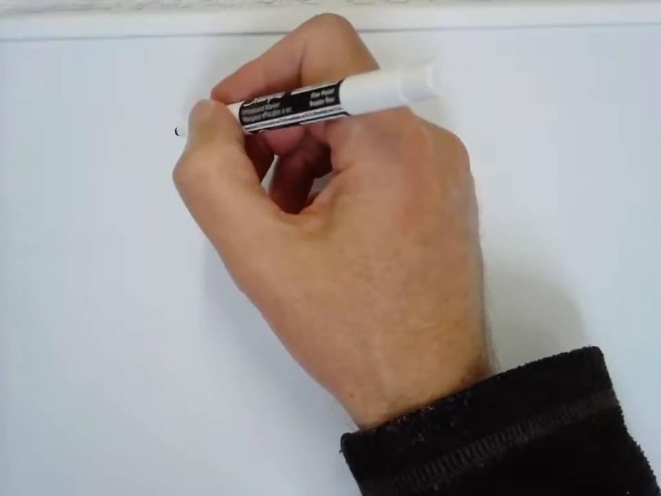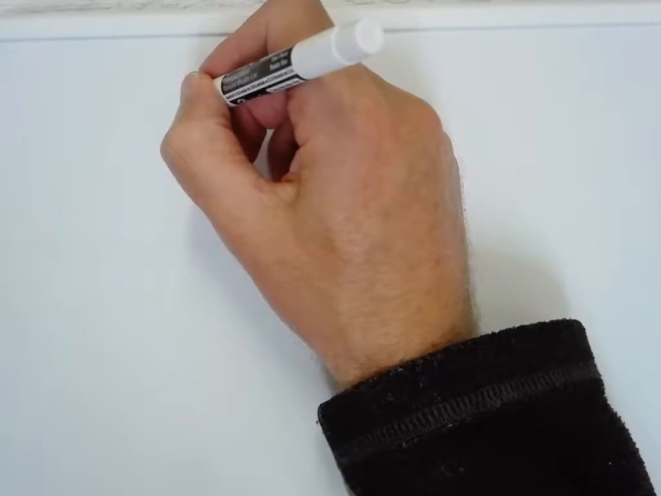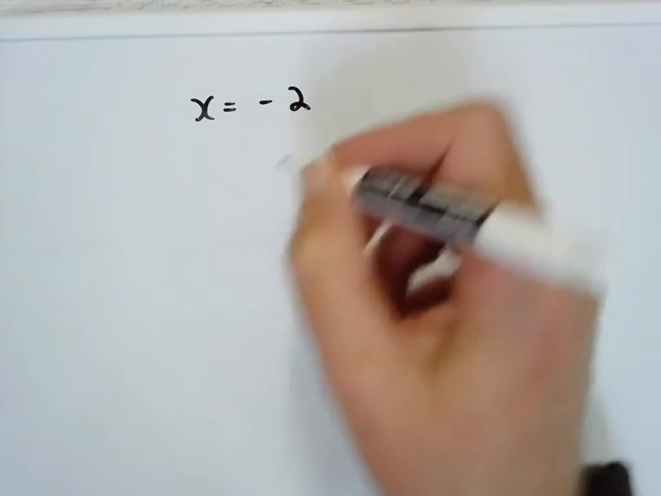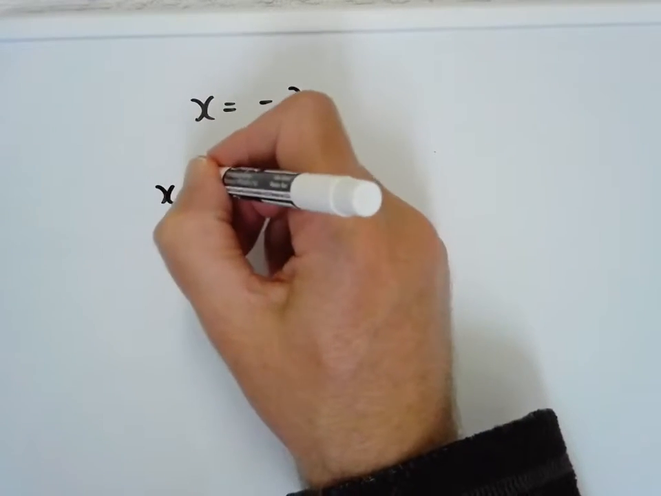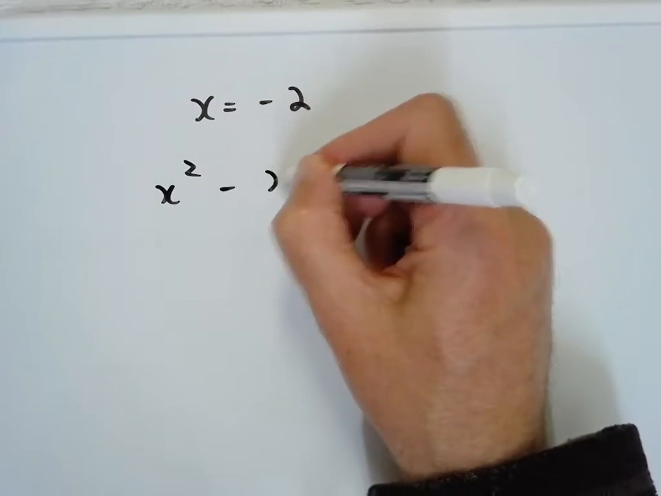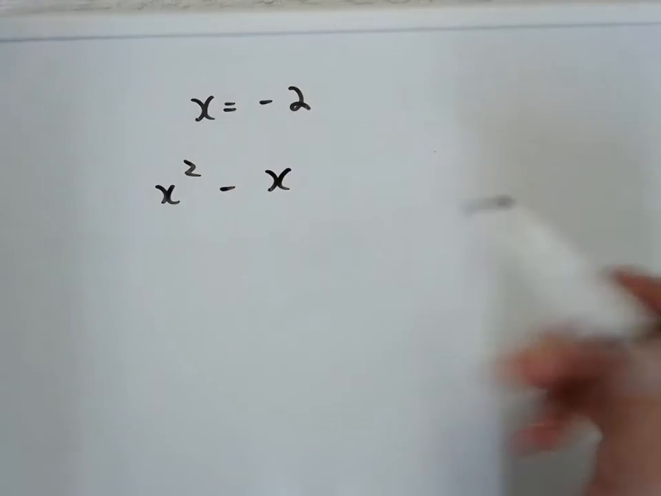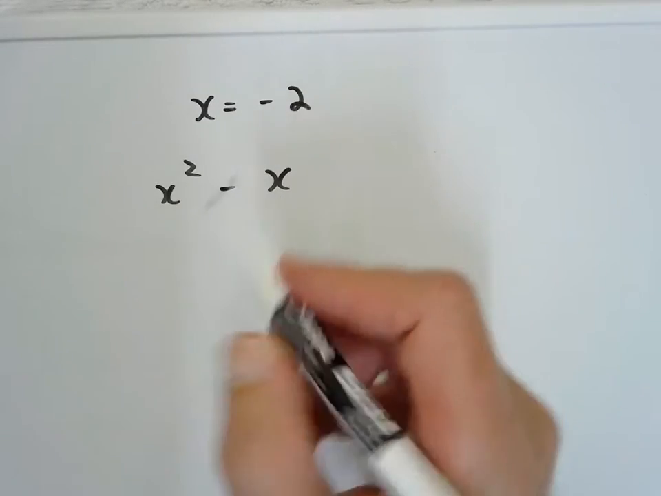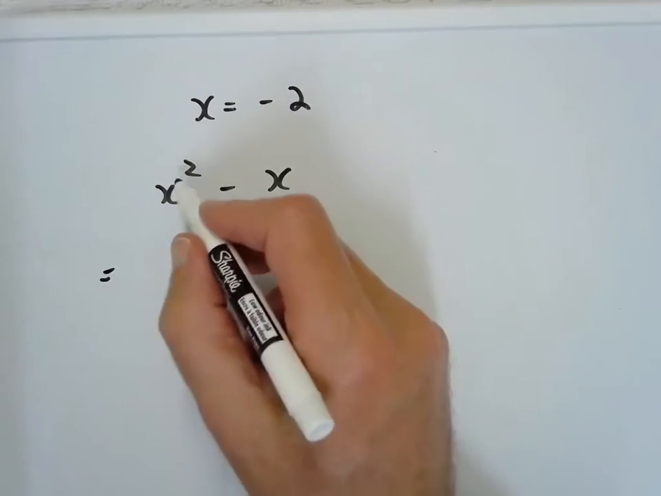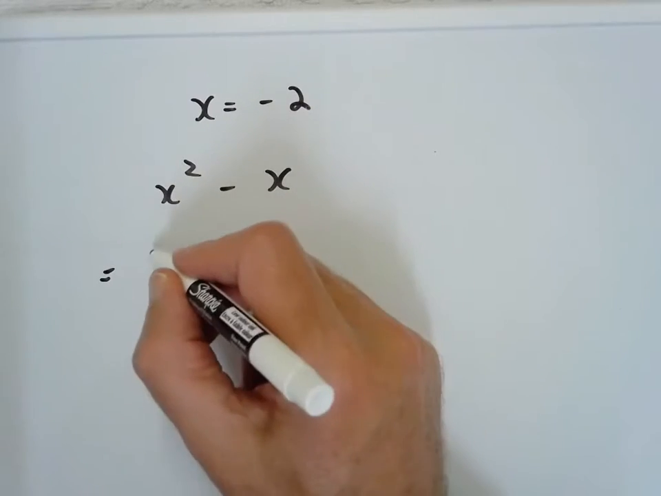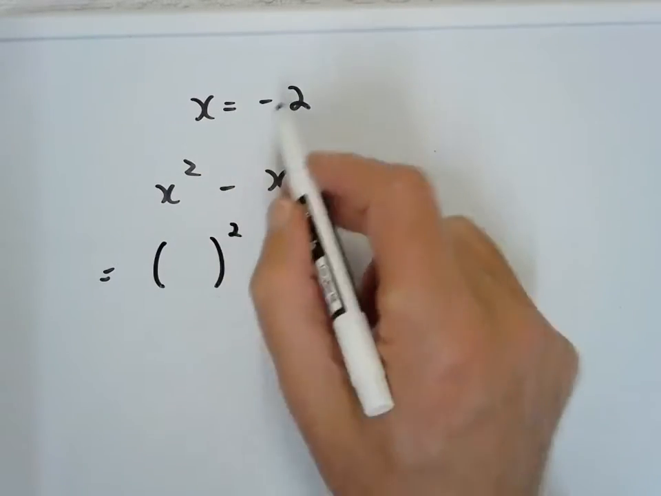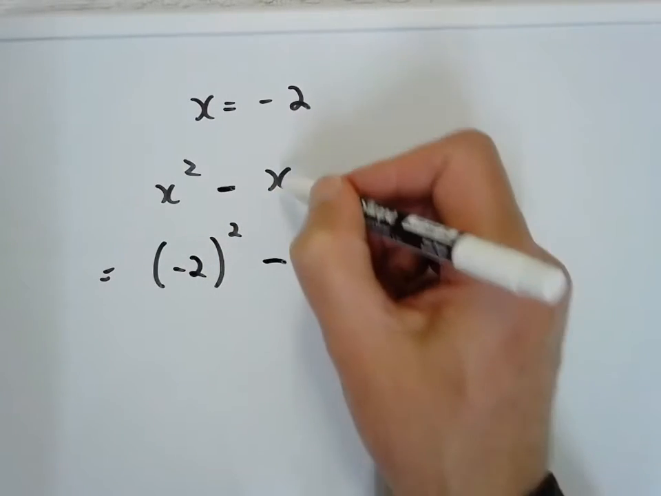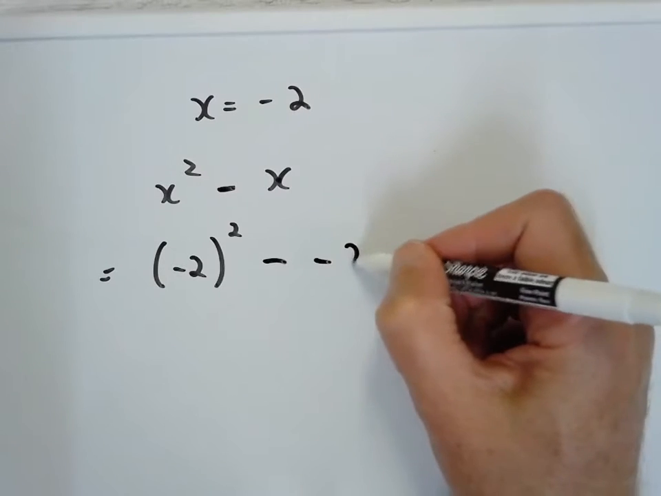I'm just going to show you a couple of tricky ones. Okay, if x equals -2, calculate x squared minus x. So x squared minus x. We're going to substitute x equals -2. When we do, we've got to square all of x. So we are squaring whatever x is. X is -2. Then we are going to subtract. What's x? X is -2.